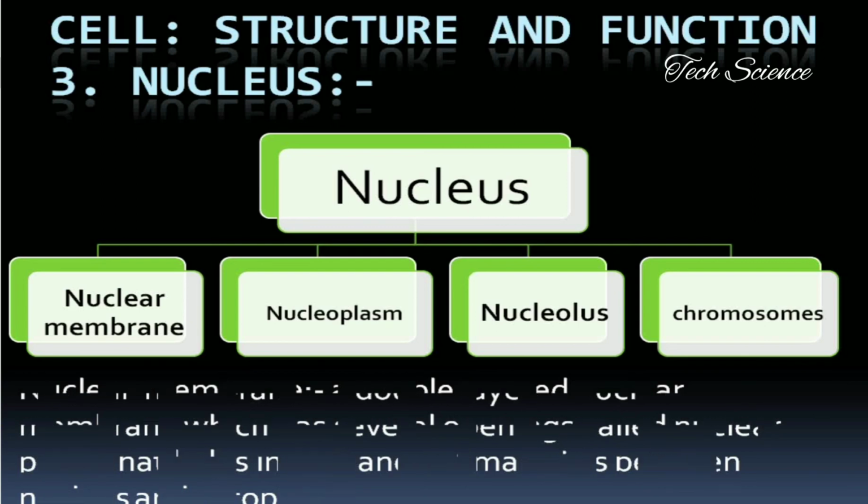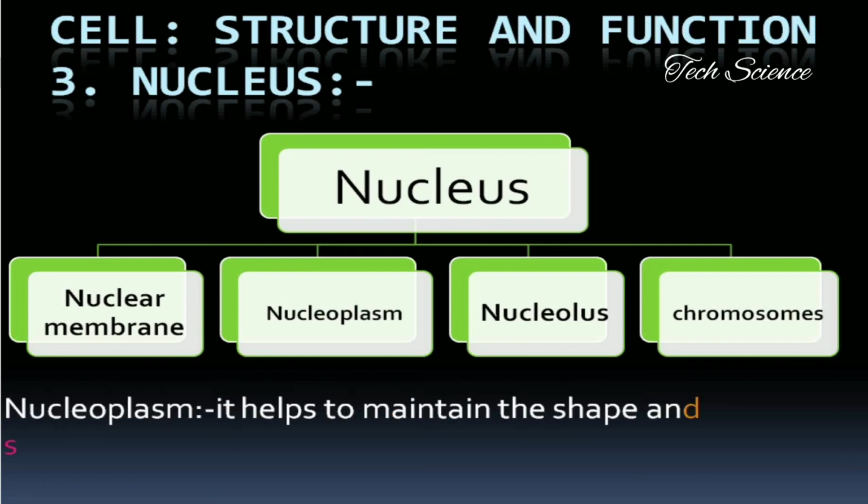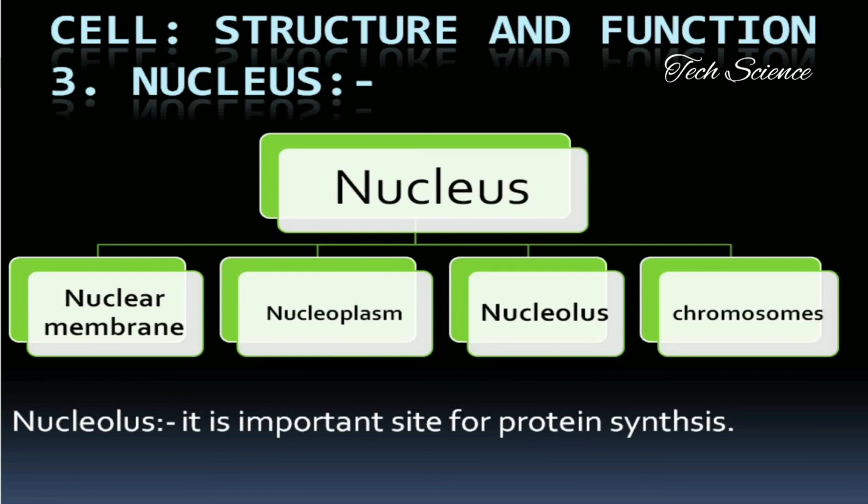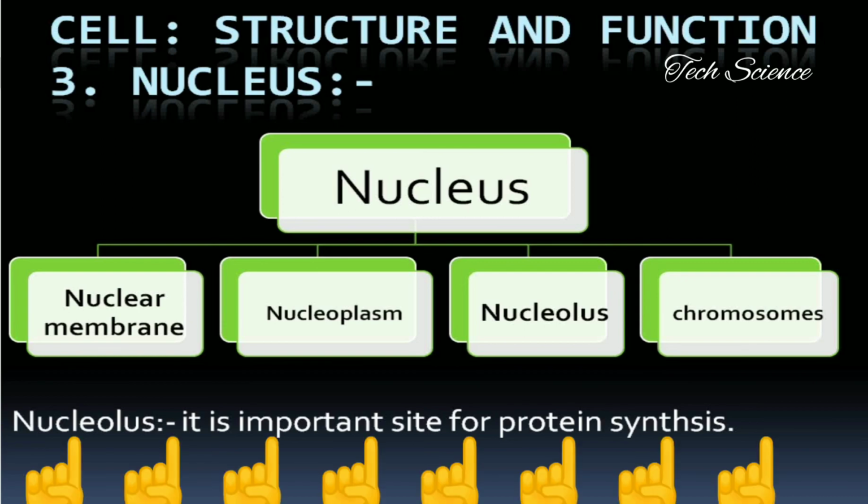The second part is the nucleoplasm. Nucleoplasm basically maintains the shape and structure of the nucleus. This is the function of the nucleoplasm. There are a number of different functions, but here we have a fluid-like substance present in the nucleoplasm inside the nucleus, and because of that, the nucleoplasm is able to maintain the shape and structure of the nucleus. Third, we have the nucleolus. This is a very important part, and it is used for protein synthesis inside the nucleus. This is the function of the nucleolus.